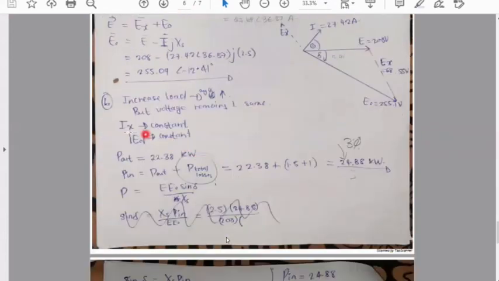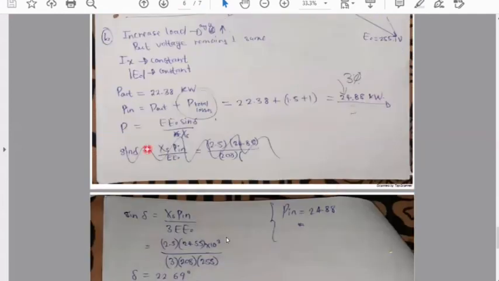So let's see, we know that our Ix is constant, okay, and the magnitude of E naught is also constant because of this, okay? So our power output is 22.38 kilowatt, and your power input, we calculated that to be 24.88. Okay, here you are accumulating your losses and putting your output power, and that's what you get. Remember, this is in 3-phase.